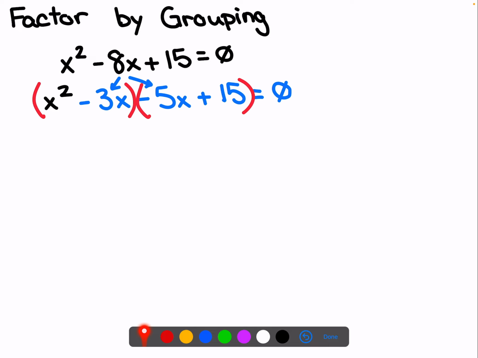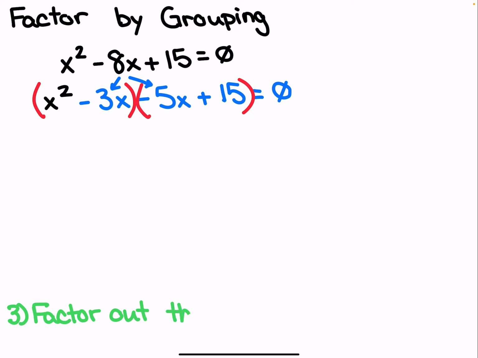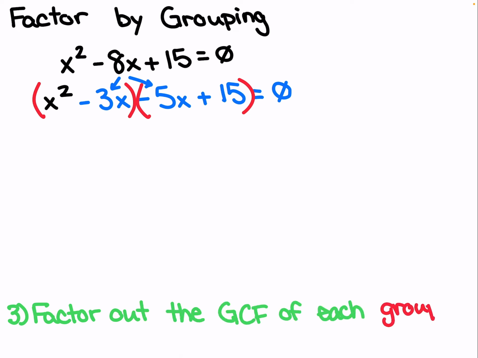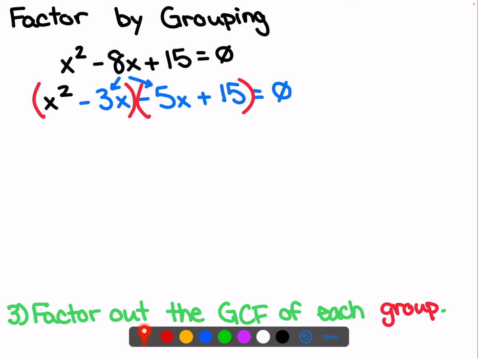From here, we're going to factor out the greatest common factor from both groups. So we're going to find that GCF, the greatest common factor. The GCF of our first parentheses is just x, so I factor that out. And the GCF of our second parentheses is -5. Now, if I can factor out a negative, do it. We know that we're on the right track if the terms that are left within our parentheses are the same.